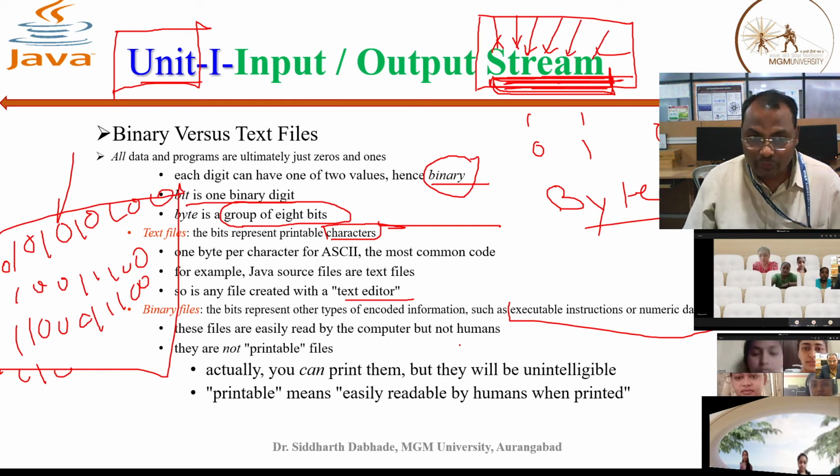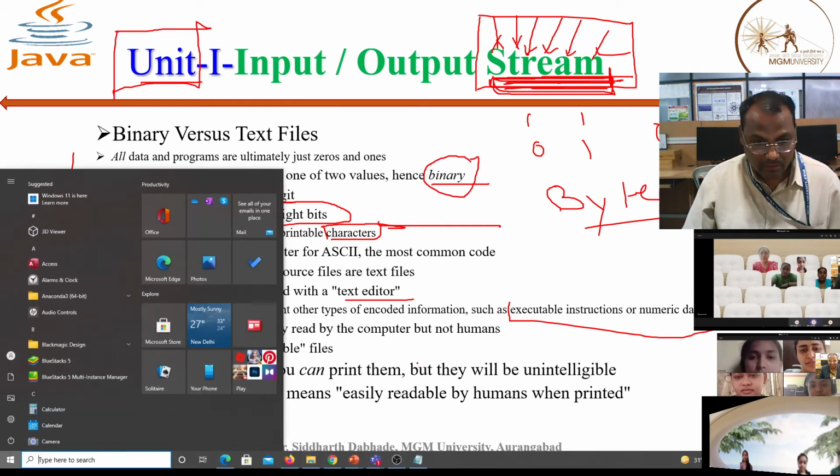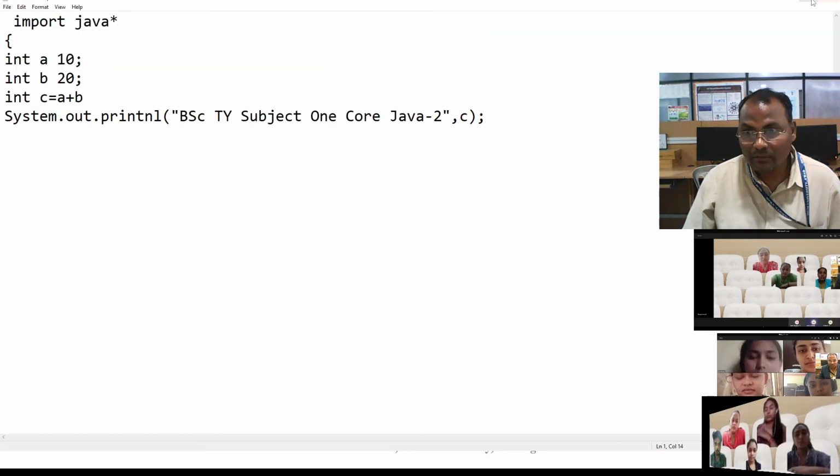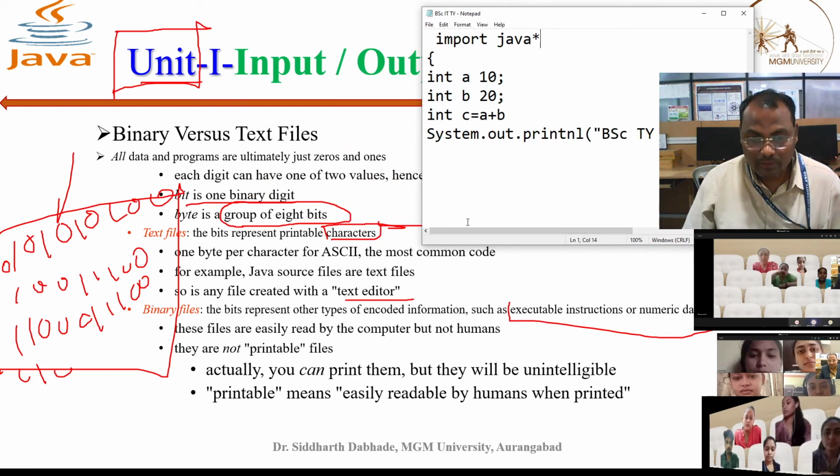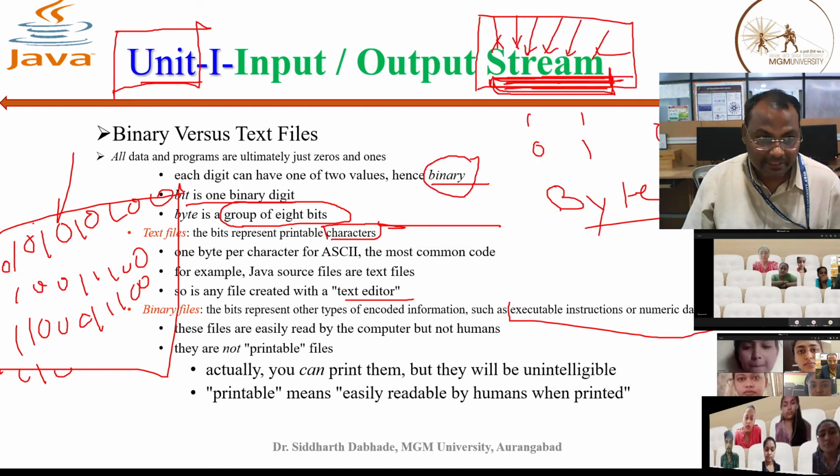Once you have executed that file, it will be understood by the computer because it is converted into the binary file format. But it is very difficult for humans to understand. They are not printable files. This file will be created in binary file format, so it will not be readable. Actually you can print them, but they will be unintelligible. You can print this binary file, but you will not get the meaning of it.